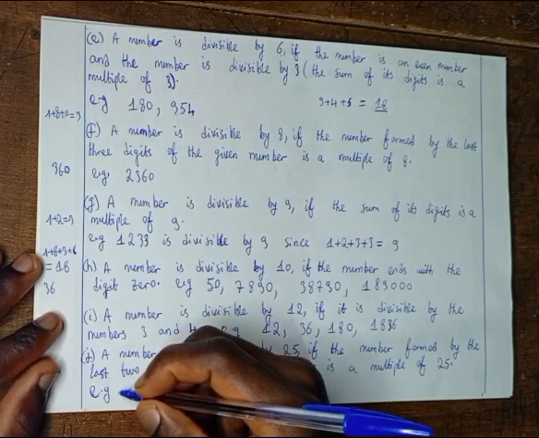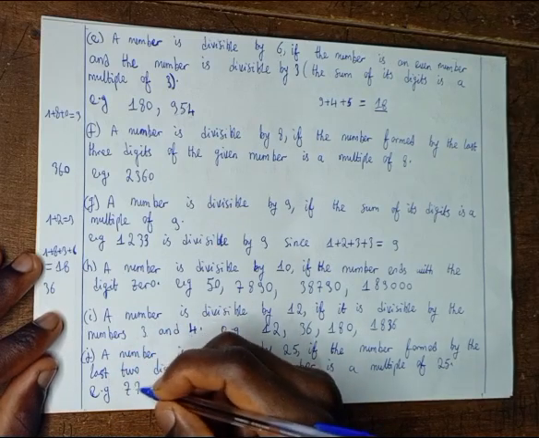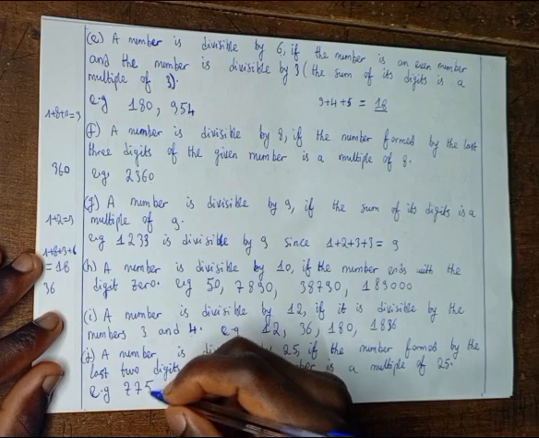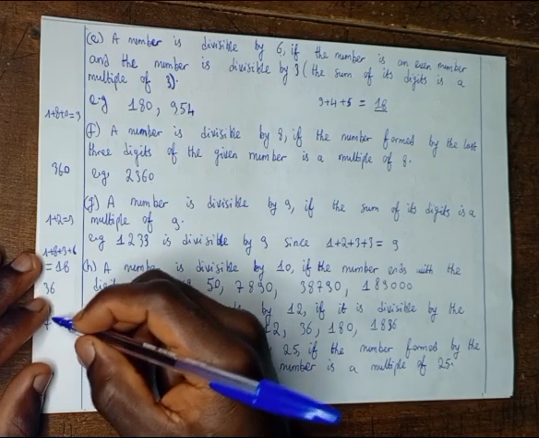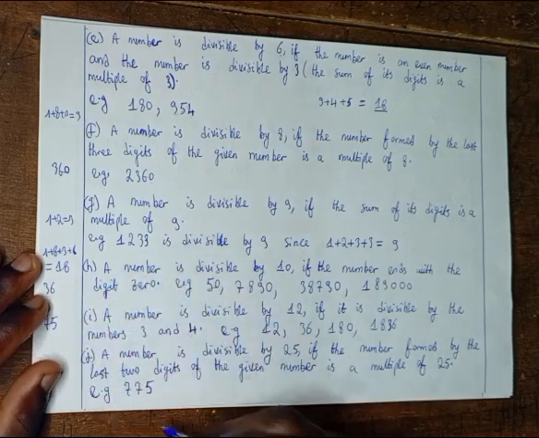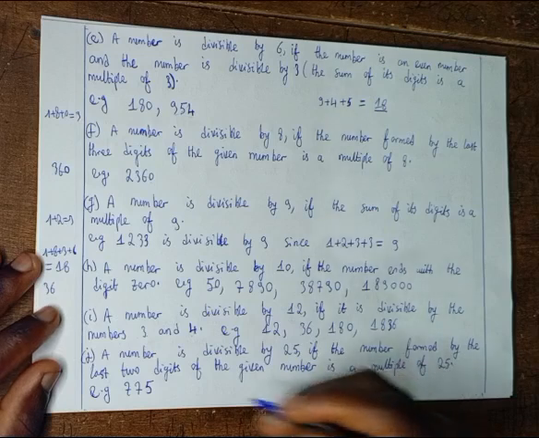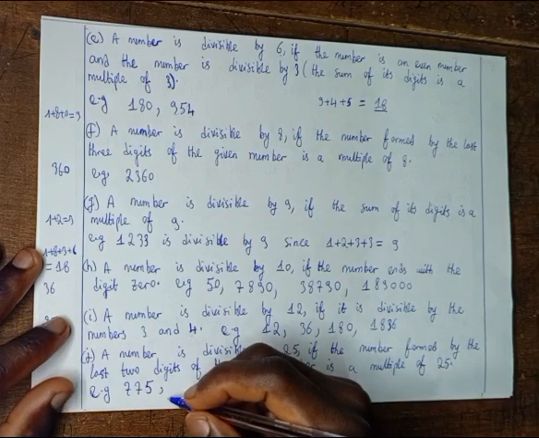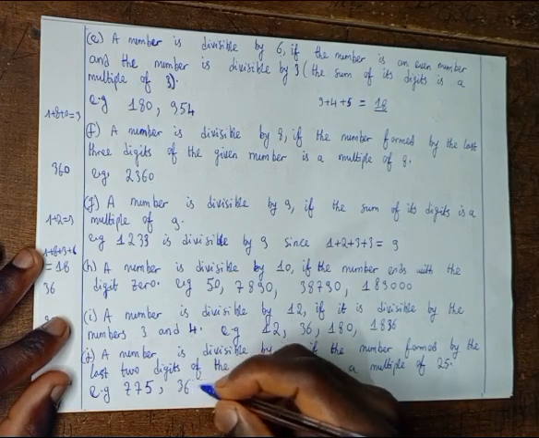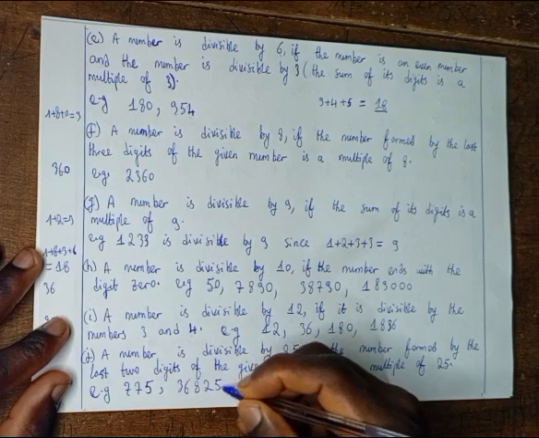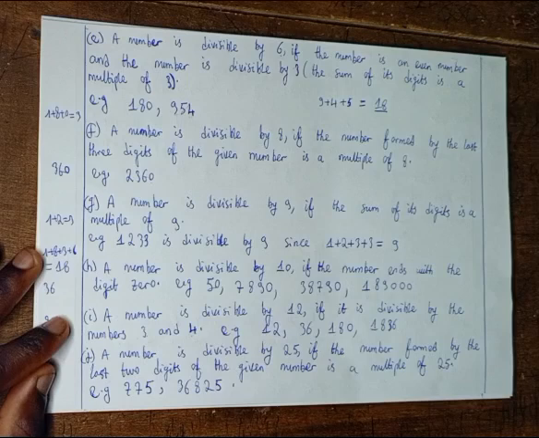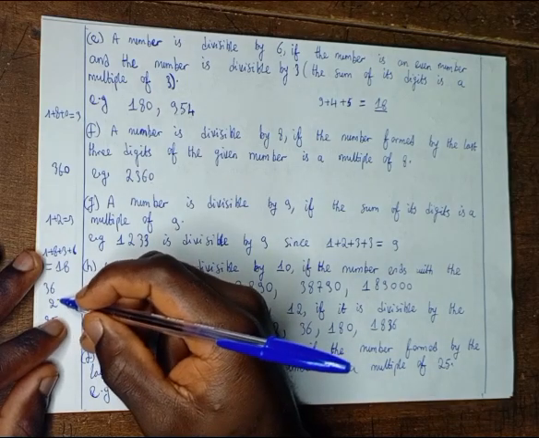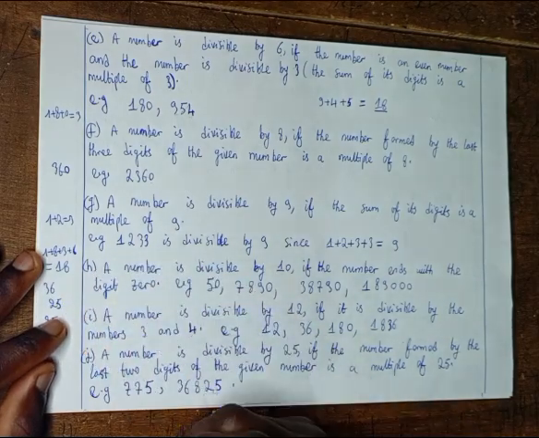For example, if you take the number 775, it is divisible by 25 because the number formed by the last two digits of this number is simply 75, and 75 is a multiple of 25. Next, if you take the number 36,825, this number is divisible by 25 because the number formed by the last two digits of this number is 25, and 25 is a multiple of 25.